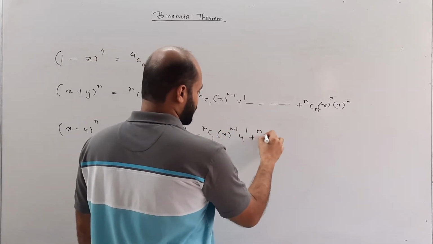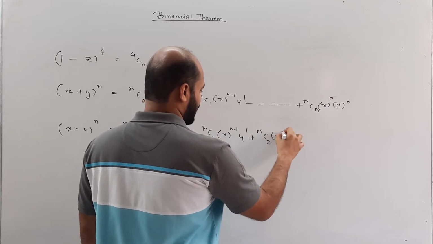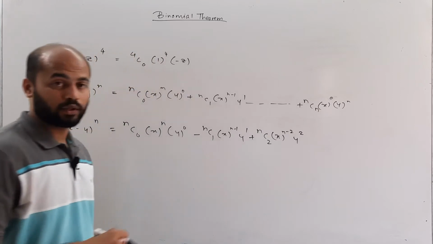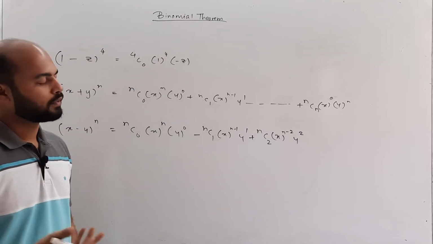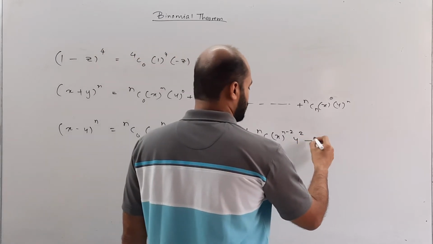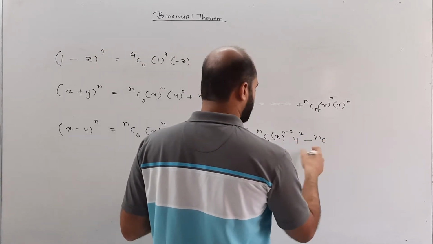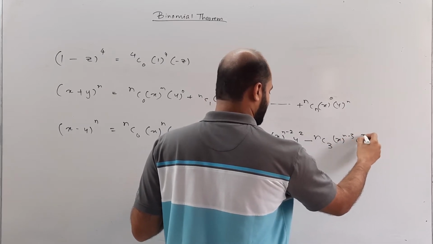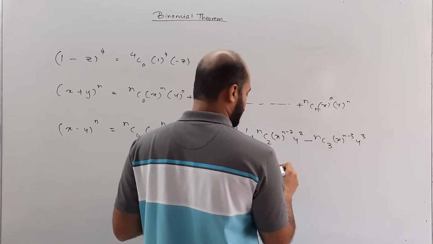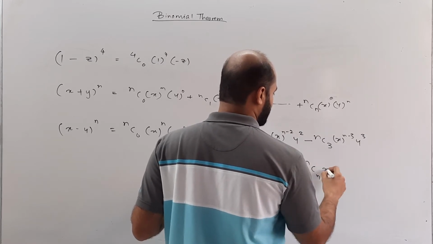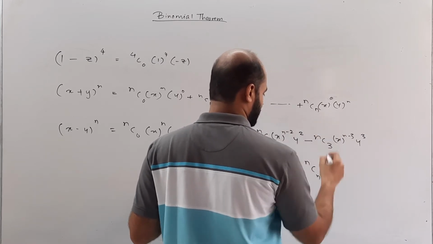Next one is going to be positive, of course, nC2 x raised to n minus 2 y raised to 2, because this is y squared. Even though there is a minus sign, it will get squared up and the negative will be eliminated. Third term, in fact the fourth term, is going to be nC3 x raised to n minus 3 y raised to 3. This is going to be minus. And similarly, if you keep doing, then ultimately you will end up with a situation which is this.